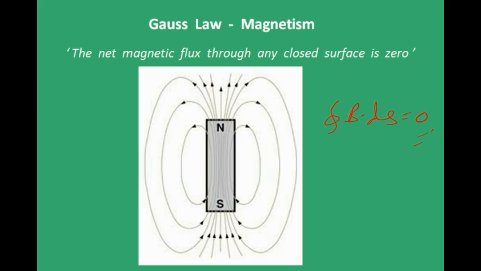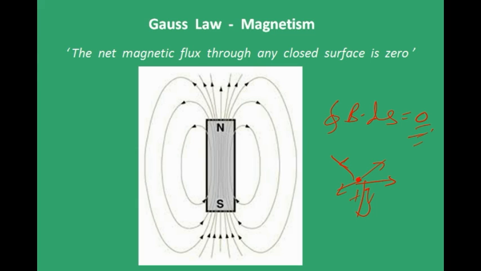In electrostatics, what happened in Gauss law? We had a positive charge with field lines emitting out of it, and those field lines were taken in by negative charges. But here you don't have magnetic monopoles, so you don't have any sources of magnetic field lines, or even sinks of magnetic field lines. They are continuous loops, and that is why you have a zero here.